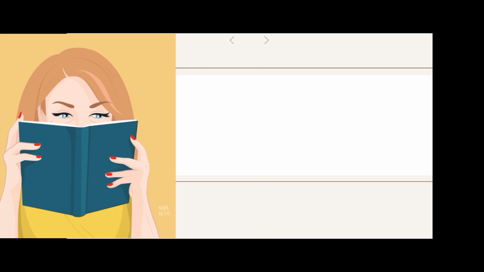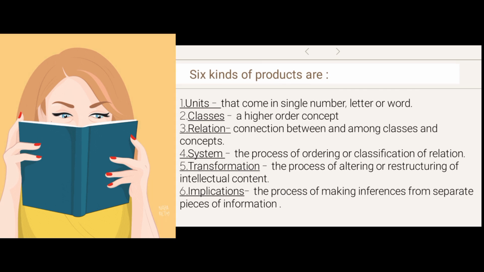While on the other hand, there are 6 kinds of products, namely units, and units is what we call that comes in a single number, letter, or word. Second, classes, which is a higher order concept. The third is relation. It is a connection between and among classes and concepts. Fourth, system, the process of ordering or classification of relation. And number 5, transformation, the process of altering or restructuring of intellectual content. And the last is the implication, the process of making inferences from separate pieces of information.